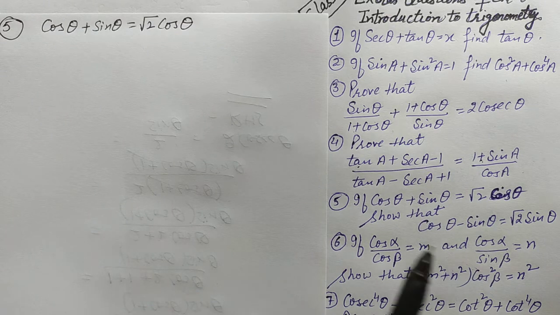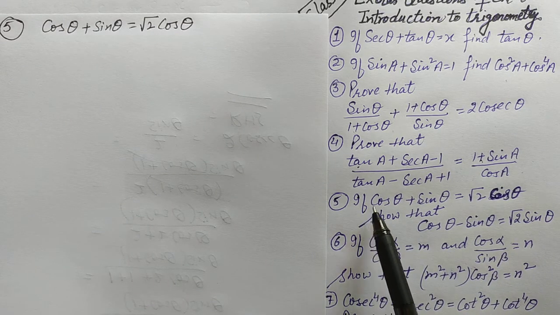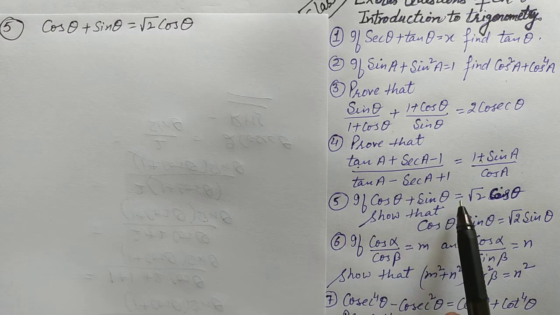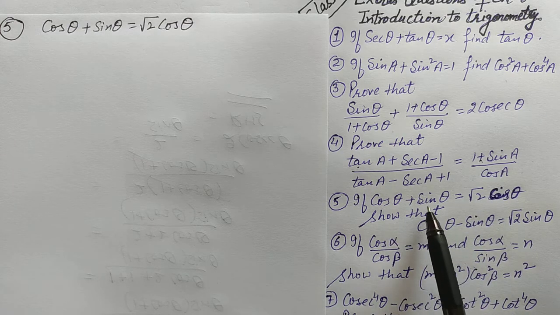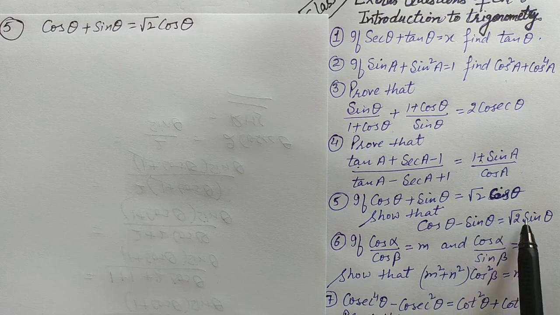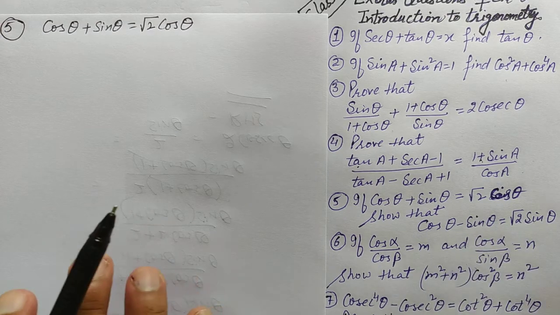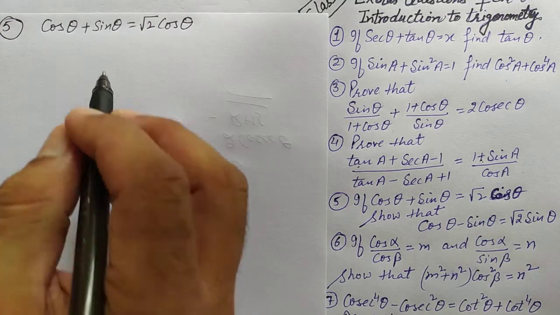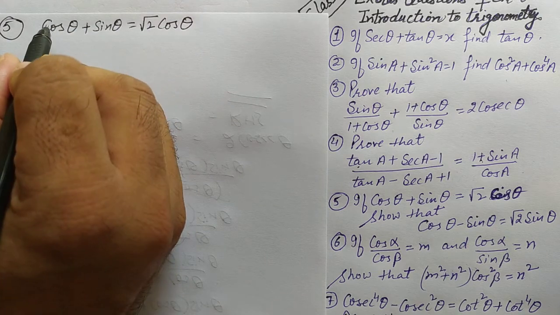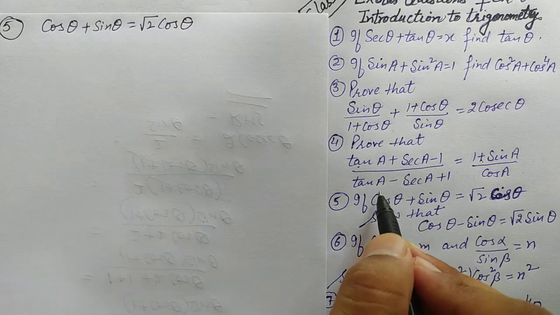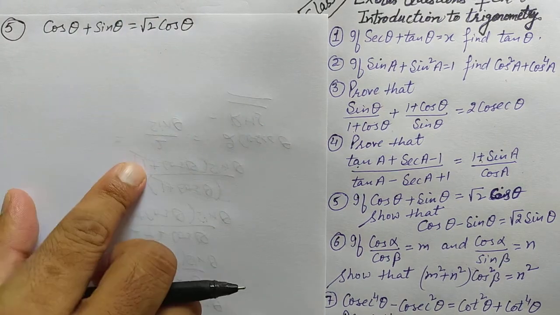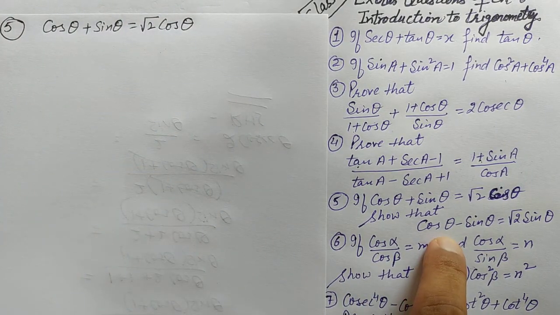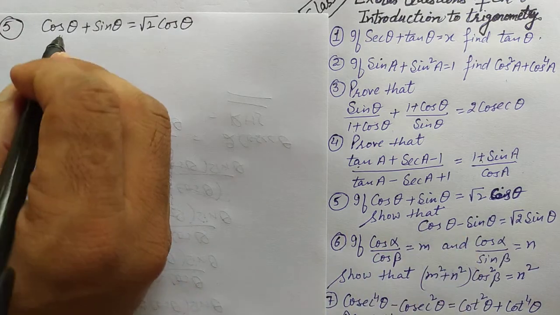See fifth question. Very important question. If cos theta plus sin theta is equal to root 2 cos theta, show that cos theta minus sin theta is root 2 sin theta. So in this type of questions, what we do, I have not taken left hand side, this is given only. We are starting from the given and keep on solving it till we get what is to be proved. So let's start. I have taken this.